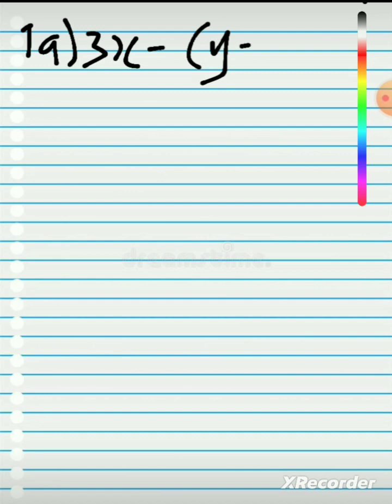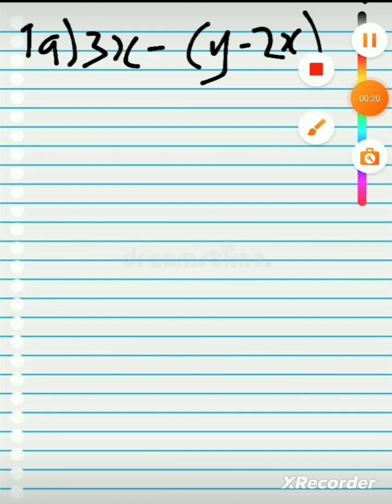Okay, so question 1A: 3x minus y minus (2x minus 3y).